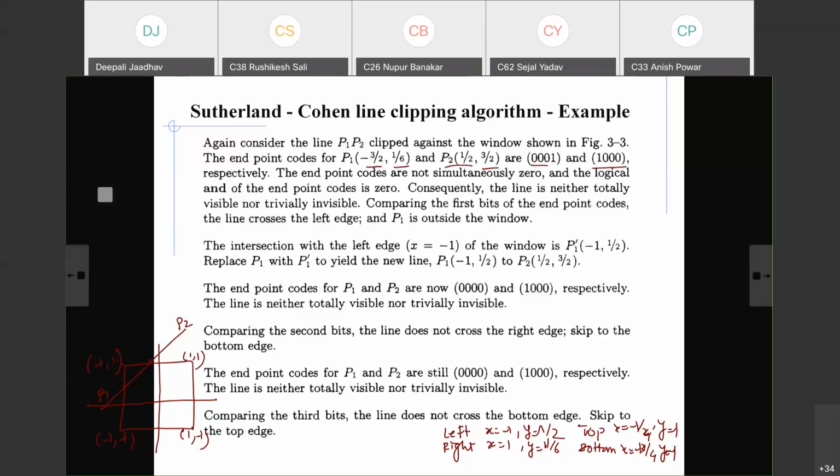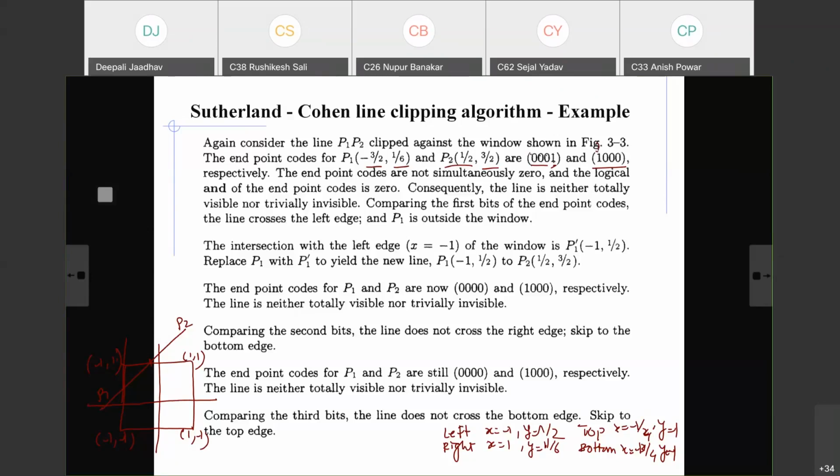P1 only intersects with the left side, and that's why this first bit becomes 1. And P2 only intersects with the top, and that's why this bit becomes 1. The bits are for left, below, right and top. So top is equal to 1. So in that case, second line.